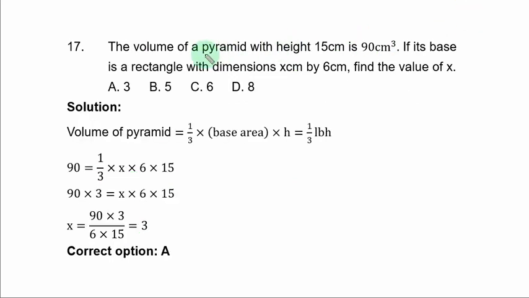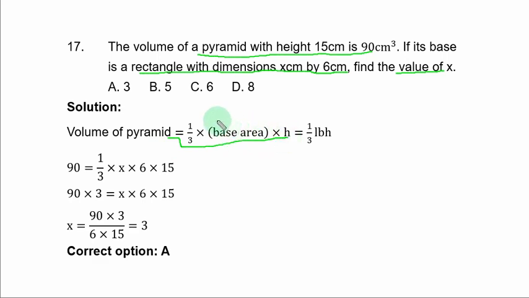17. The volume of a pyramid with height 15 cm is 90 cubic centimeters. If its base is a rectangle with dimensions S cm by 6 cm, find the value of S. Volume of a pyramid is equal to 1/3 times base area times height.